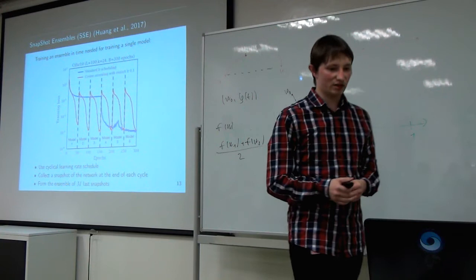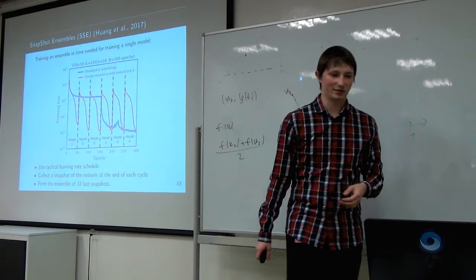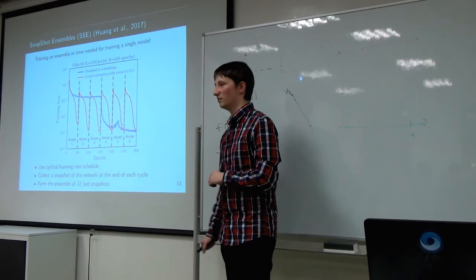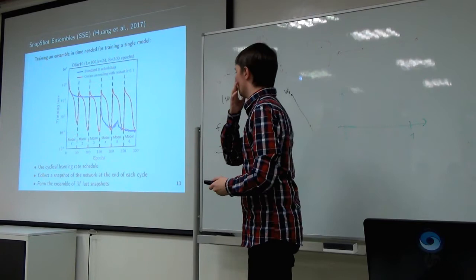And it turns out that ensembles of these snapshot models work quite well. It's kind of the best type of ensemble you can get in the time needed to train a single model. So it's a cheaper way to obtain an ensemble of networks.